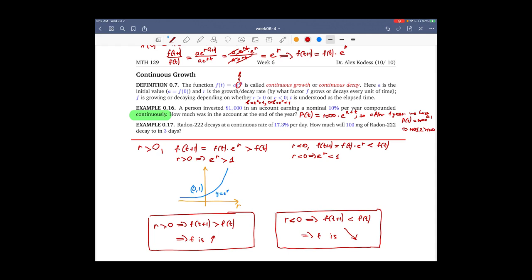And that is the absolute maximum that you could get, no matter how frequently you compound. So of course, with continuous compounding, you get more than with compounding however frequently. Definitely more than compounding just once. We end up with $1,105.20.